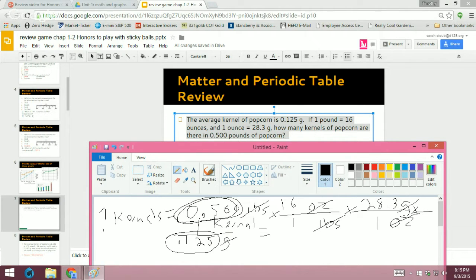Okay, my calculator spit out 1811.2. So considering sig figs again, I'm going to take this first number. It has 3 sig figs. These zeros aren't just placeholders, they're sig figs. They're there for a reason.